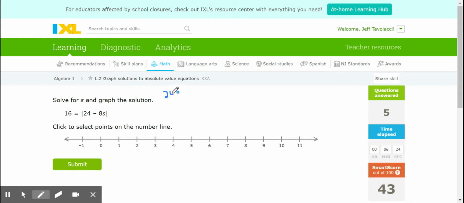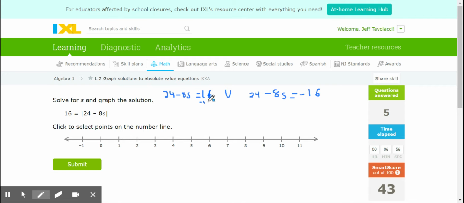Okay, so here we have 24 minus 8s is equal to 16, or 24 minus 8s is equal to negative 16. So what was inside could have simplified to positive 16 because the absolute value of 16 is 16. And what was inside could have simplified to negative 16 because the absolute value of negative 16 is also positive 16.